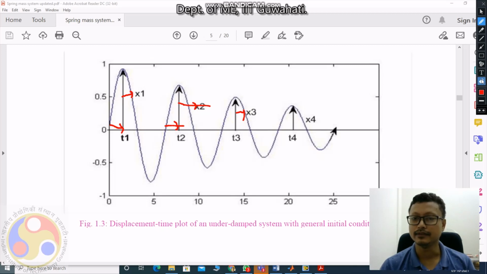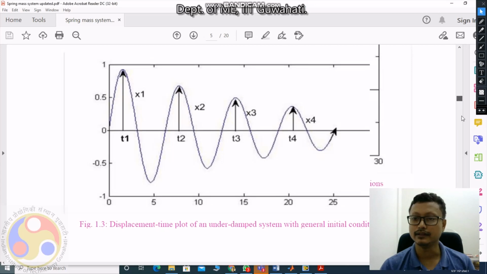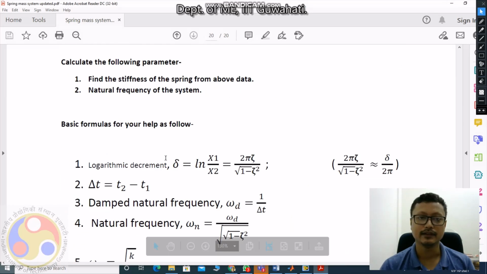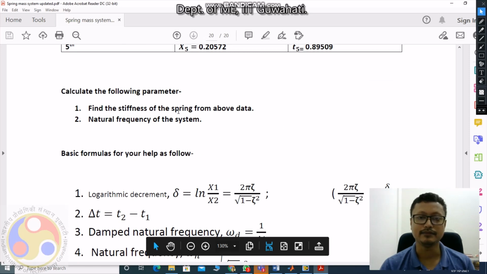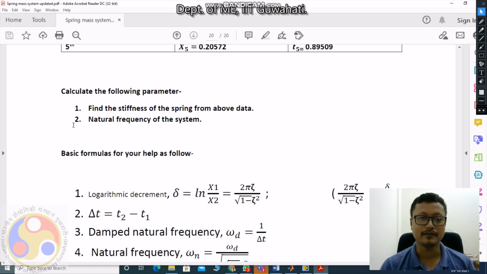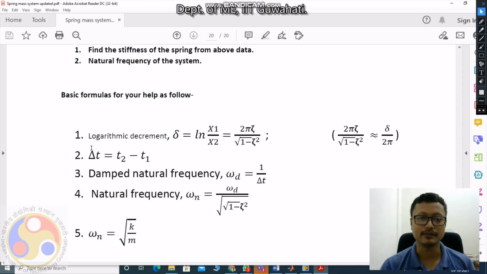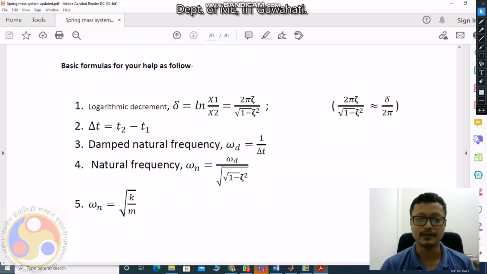These are the data for you. From that data, you need to calculate these things. I will show you. From this data, you need to find the stiffness of this spring and the natural frequency of the system. For your help, everything is given, all formulas are given here. You just put them there and find out the stiffness and natural frequency of this spring.